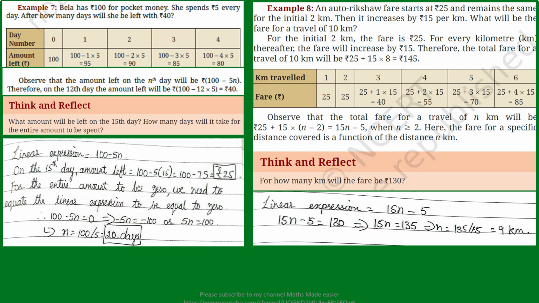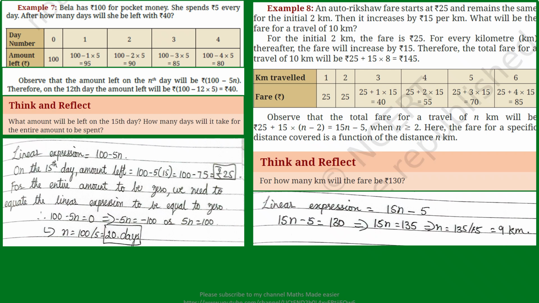And one more fact about linear relationship after understanding this particular example and the previous example is that it can go in an increasing order or in a decreasing order as well. Now let's look into example 8. An auto rickshaw fare starts at 25 rupees and remains the same for the initial 2 kilometers. Then it increases by 15 rupees per kilometer. What will be the fare for a total of 10 kilometers?